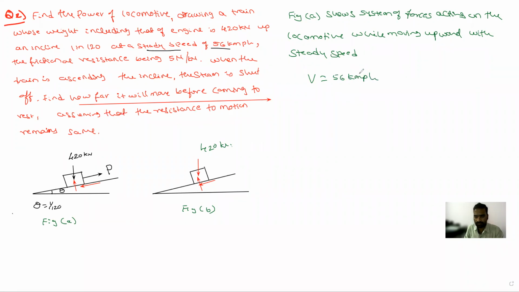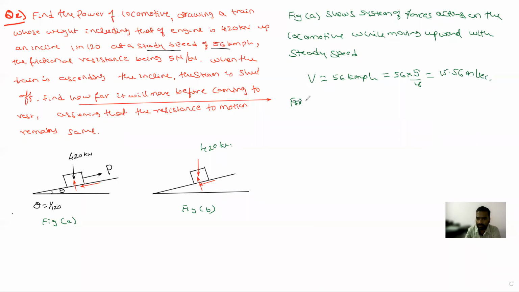Is it visible, everyone? Yes, sir. So how do we convert kmph to meter per second? Multiply by 5/18. So how much are you getting? 15.55, yes, 15.56 meter per second. So this is the initial velocity. It is moving with this steady speed. You can take U or V.